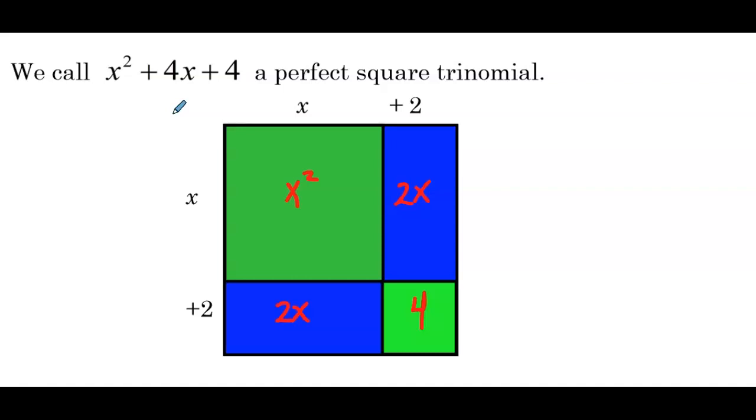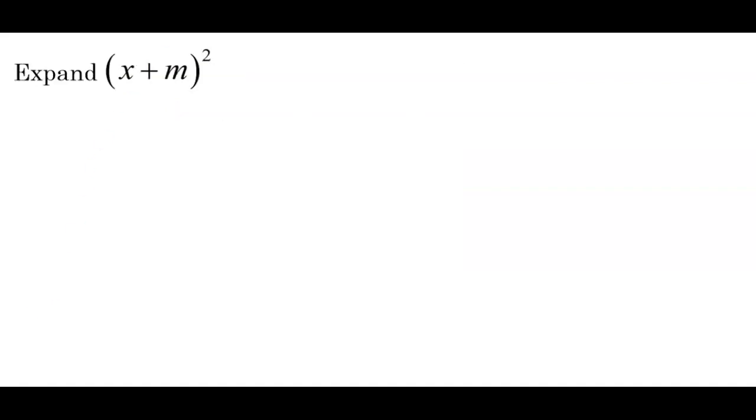What if we were going to go the other direction and create a perfect square trinomial? Well, the best way to do that would be to start with the factors. So in this case, I'm starting with the factor x plus m. Don't know what number m is. Maybe it's positive 5. Maybe it's negative 1. But we just have a general factor that's being squared. So this is going to create a perfect square trinomial.